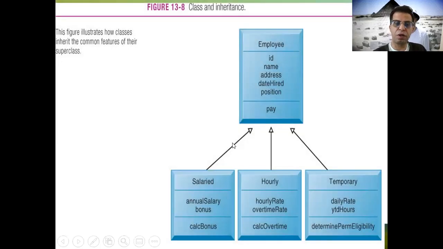Here the figure illustrates how the classes inherit their common features. So you have a salary, an annual bonus, and a bonus calculation, which could differ from one class to another. You have the hourly class, and we spoke about OOD and how they work. Hourly rate, overtime, and overtime calculation. And then you have temporary, with a daily rate and a determined term. All of this is pay that depends on the position, date of hire, and the whole employee situation.